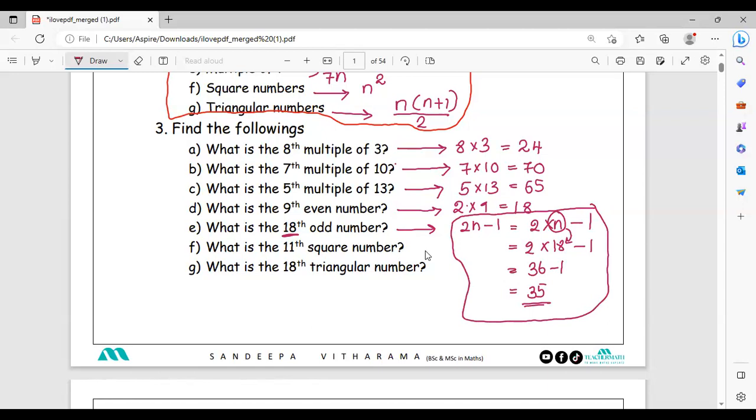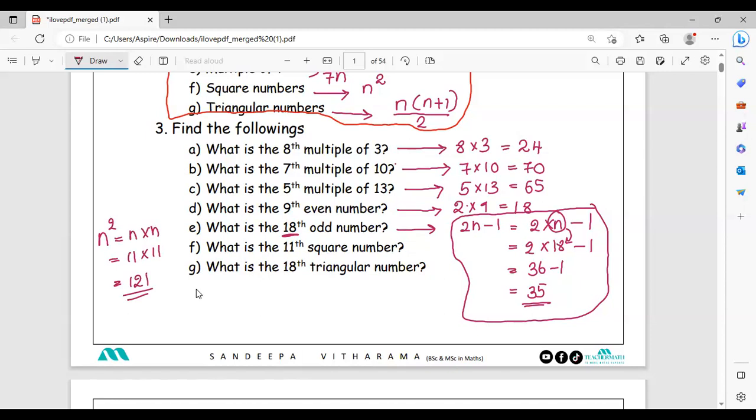Yes, teacher. What is the 11th square number? General term of the square number pattern is n squared. n squared means n into n. Then instead of n, we have to substitute 11. 11 into 11. What is the answer? 121. What is the 18th triangular number?